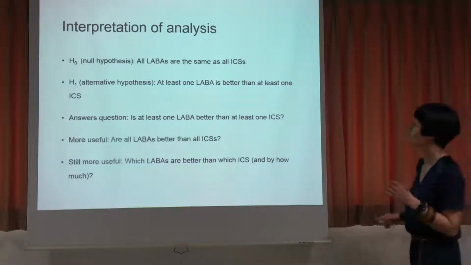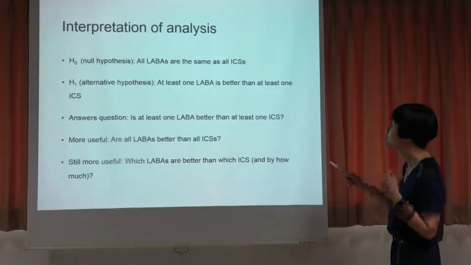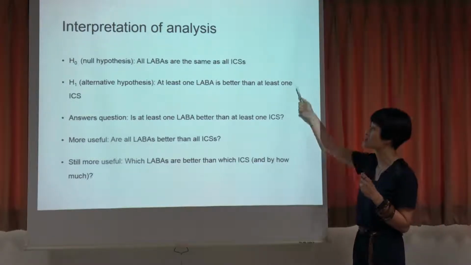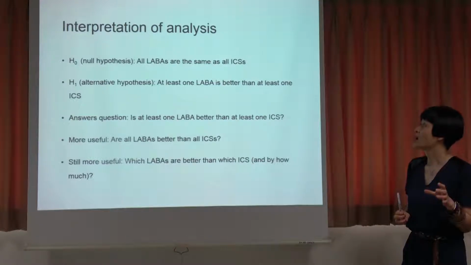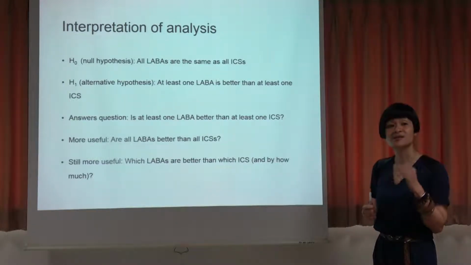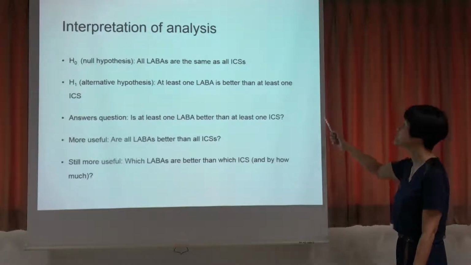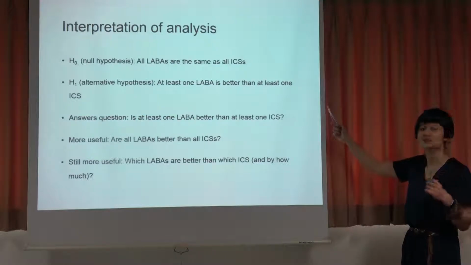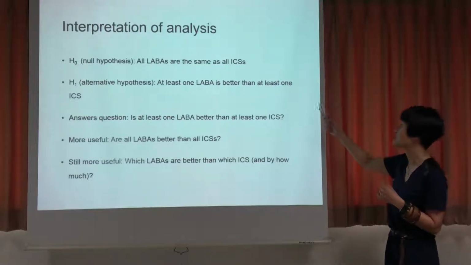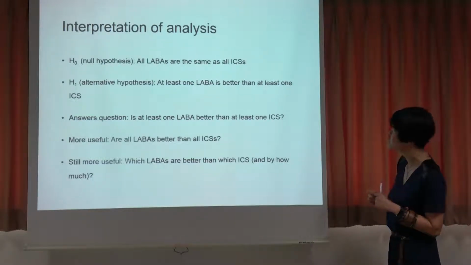So it's really difficult to interpret this analysis because basically the null hypothesis relies on the assumption that all the LABAs are the same and all the ICS are the same. And we had a statistically significant finding in this analysis. And what this is telling us is that at least one of the LABAs in the individual trials that's been evaluated is better than at least one of the ICS. But we don't really know which one.